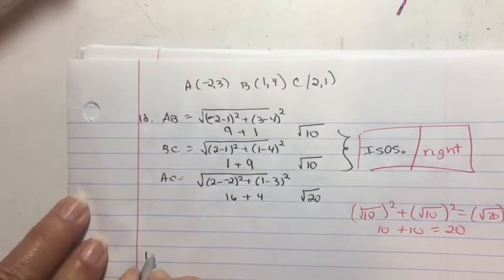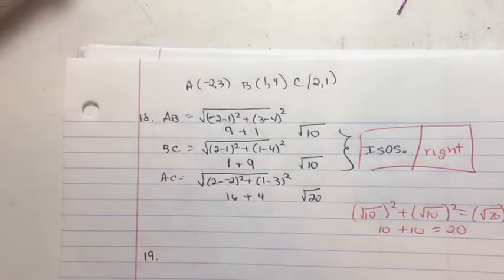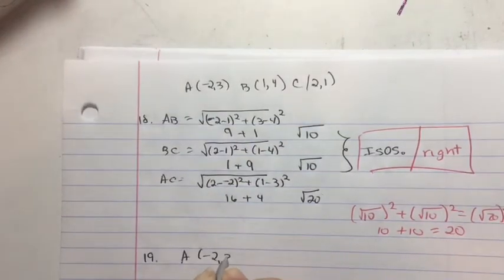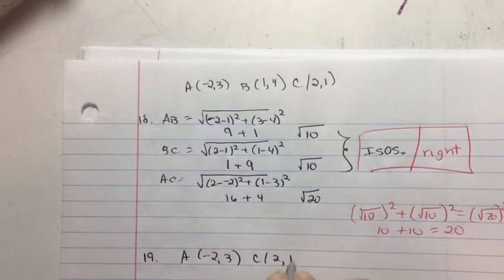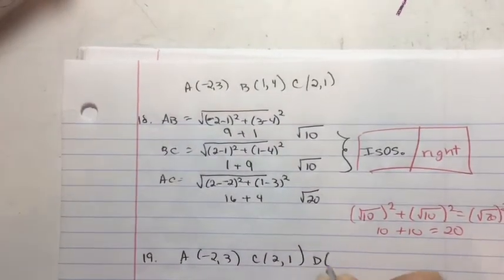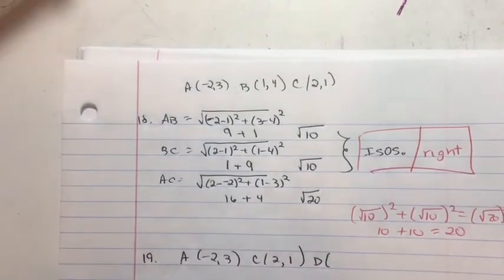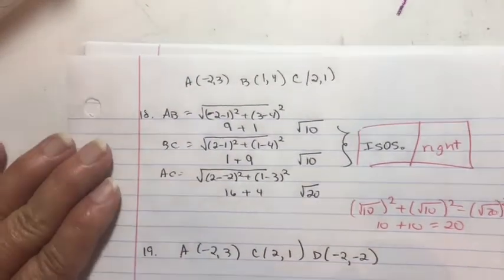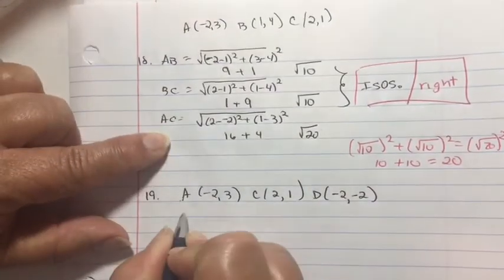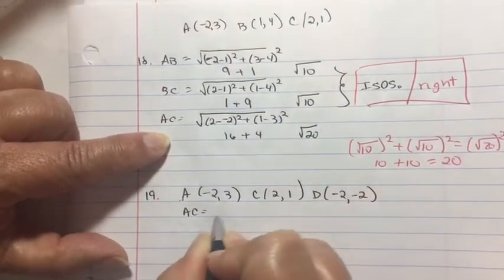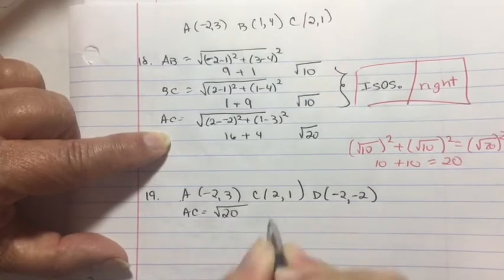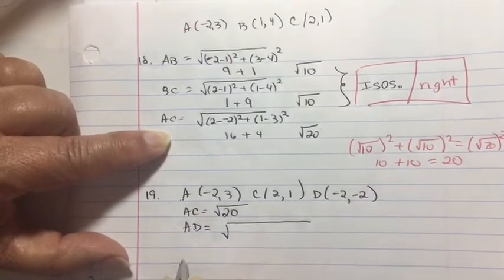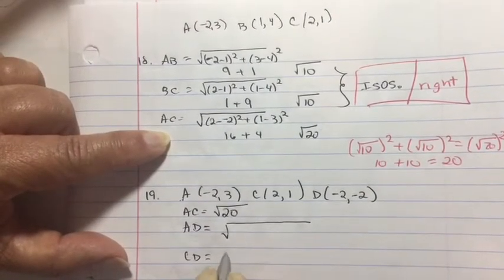Question 19 is very similar. In this case, you're looking at triangle ADC. So I already know the coordinates of A and C from the problem we just did. And if I grab the coordinates of D, it is (-2, -2). All right, the three sides of the triangle are AC, which I figured out in the previous problem was radical 20, AD, which I'll need to figure out, and CD, which I'll need to figure out.